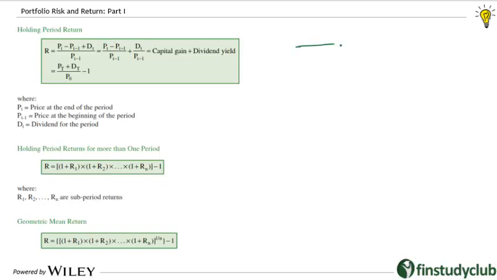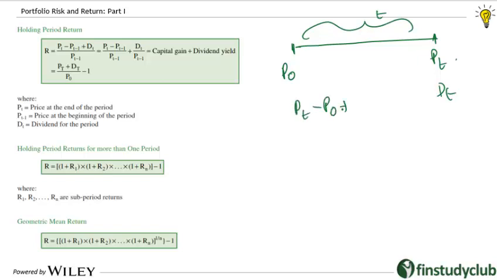So let's say I held on to my investment for time t, having bought the asset at P0 and finally sold it at PT, the price at the end of time t, and D is the dividend that I've earned. Then what is going to be my return over this period? Well, my return is going to be (PT minus P0 plus DT) divided by P0. I can further break it up into (PT minus P0) by P0 plus DT by P0.